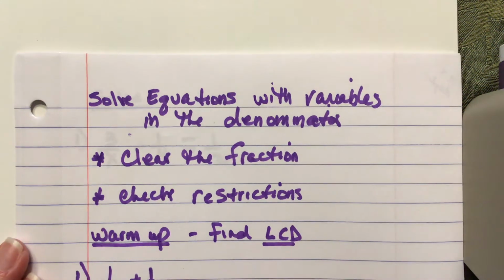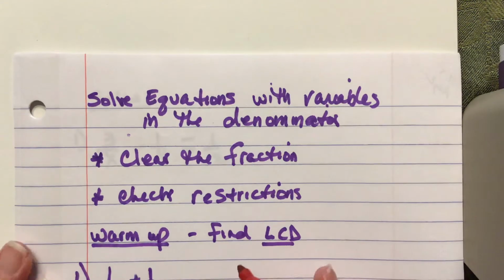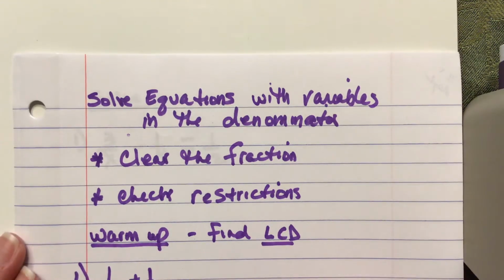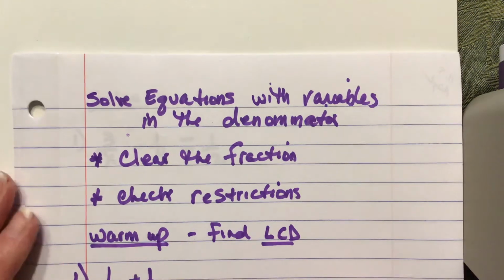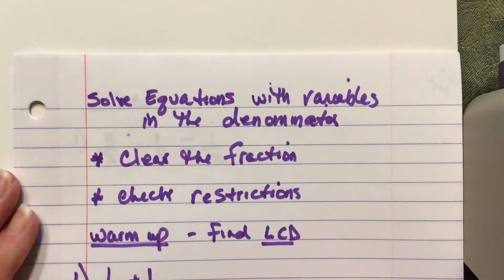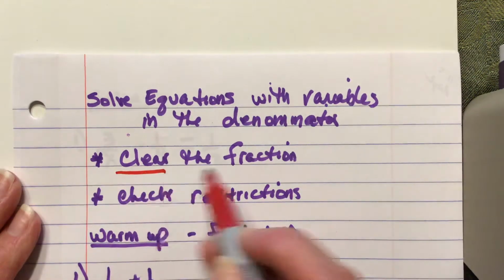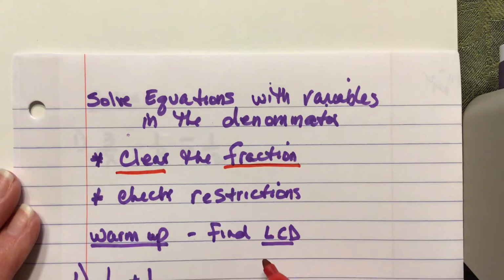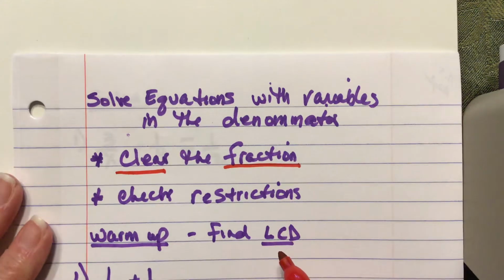In this lesson, we're going to solve equations with variables, but the variables could be in the denominator. So we still have fractions with a numerator and a denominator, so we are still going to clear the fractions. So we have to find common denominators, but if the denominator has a variable in it, it makes it just a little bit more tricky. And since there is a variable in the denominator, we have to check restrictions, okay?